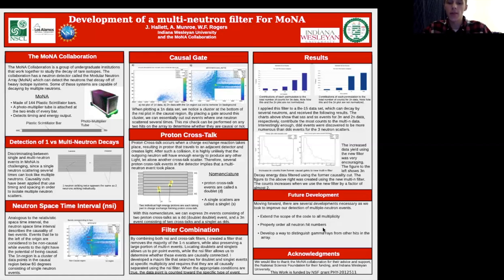Also, we'd like to develop a new way to distinguish between gamma rays and other hits in the array. Right now, gamma rays input a very small amount of energy, so we're just cutting out energy that's below that threshold. We'd like to actually include that energy, those lower energies, because there are neutrons in there we would like to study. So we'd like to see a new way of determining what is a gamma ray.